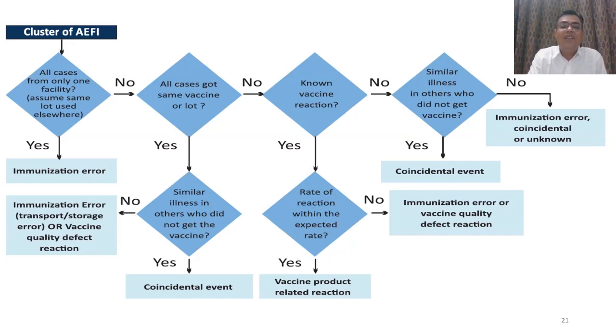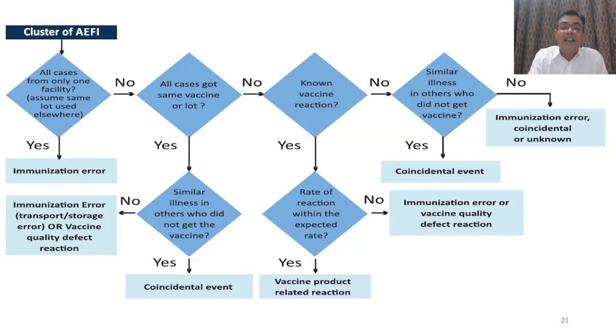If it is no, then known vaccine reaction? Is this reaction a known vaccine reaction, means is it an inherent property of the vaccine, and is the rate of the reaction within the expected rate as I have shown in the table? Then it is a vaccine product related reaction. So the cluster is of vaccine product related reaction. If no, if the rate is not within the expected rate, then most probably it is an immunization error or vaccine quality defect reaction cluster.